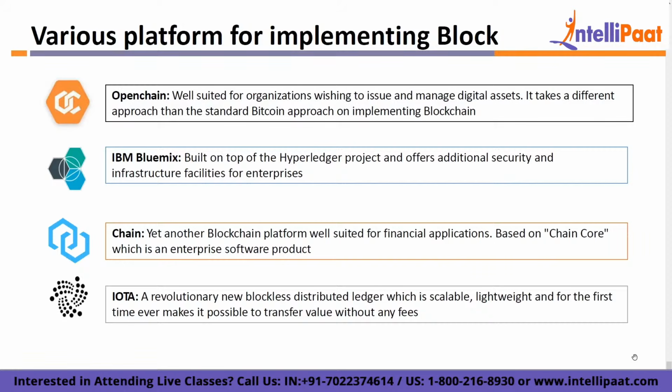There is another kind of blockchain network called Chain, well suited for financial applications, based on Chain Core, which is an enterprise software product. Then IOTA is another blockchain, a revolutionary new blockless distributed ledger which is scalable, lightweight, and for the first time ever makes it possible to transfer values without any fees. If we see, the above blockchain platforms take some amount of fees in one form or other, while IOTA, again a blockless distributed ledger, does not take any fees for transactions over the blockchain network.